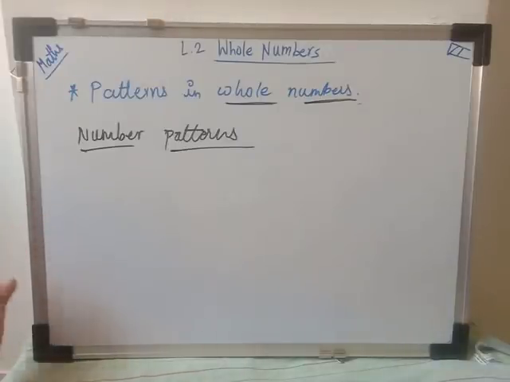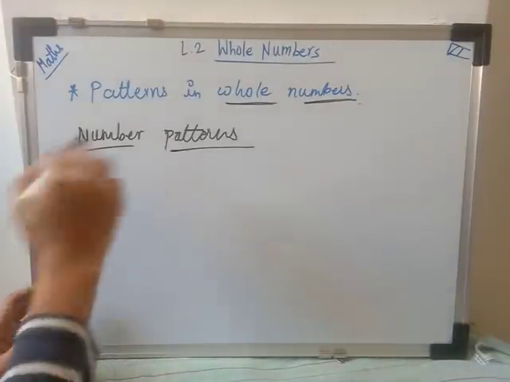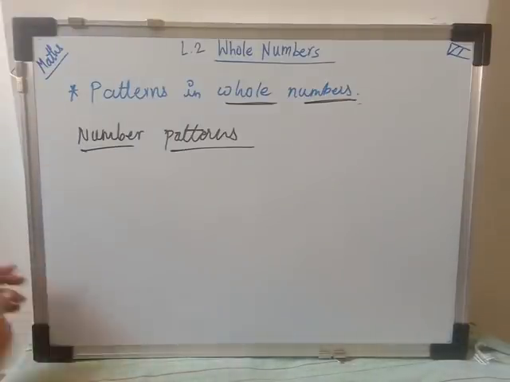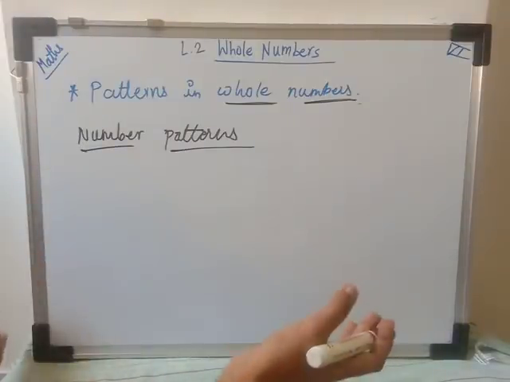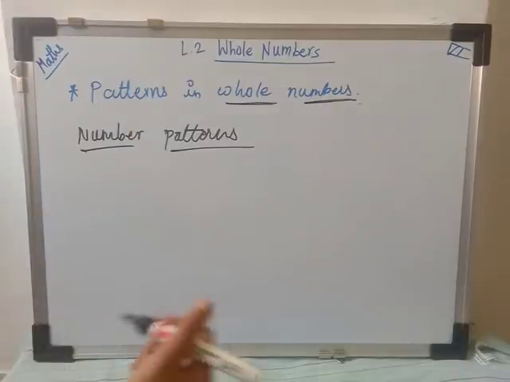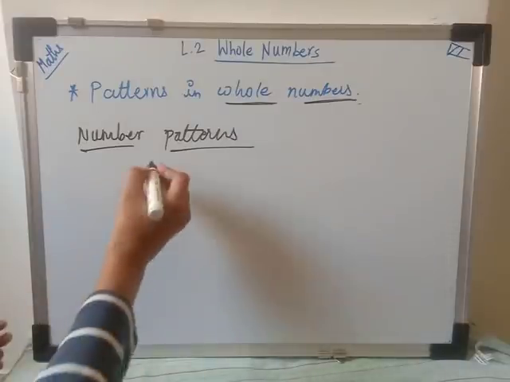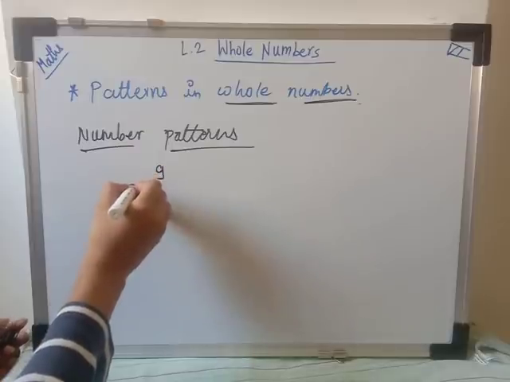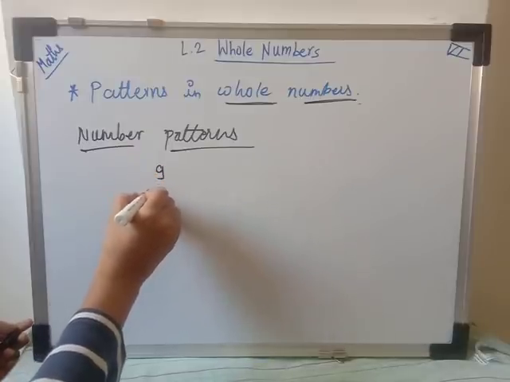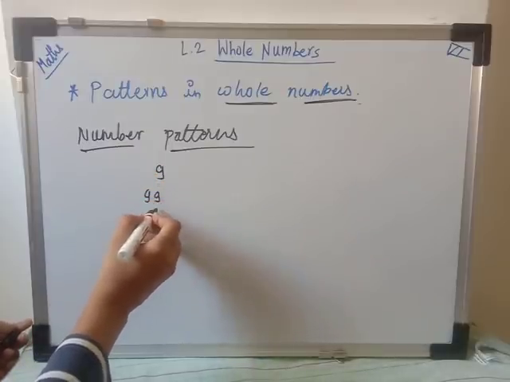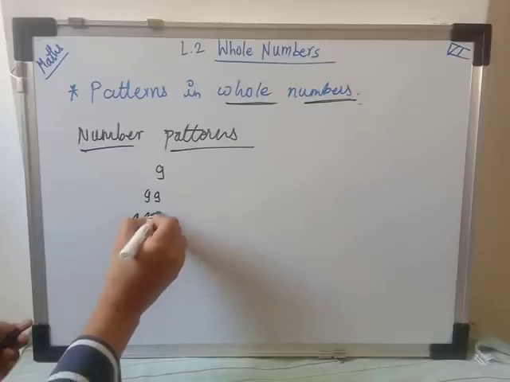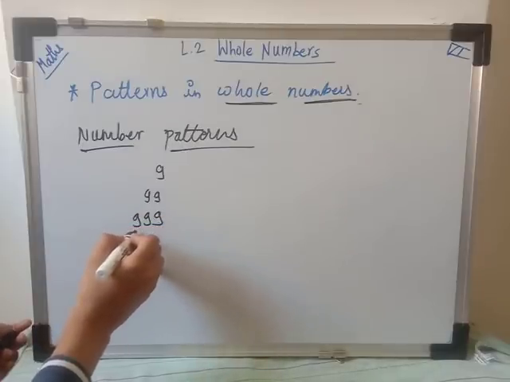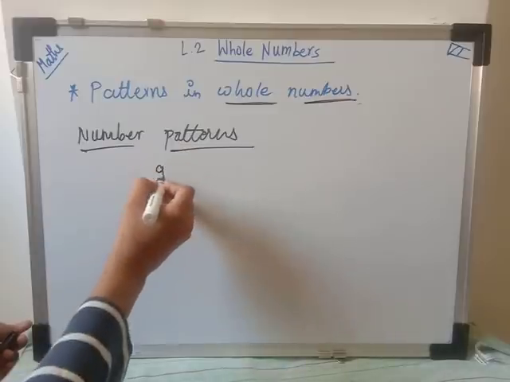In the last standard you have learned number patterns. To form a pattern with the help of numbers, you have to arrange them in such a sequence where you can make a pattern. For example, when I took the revision of the first lesson, I showed you that 9 is the largest one-digit number, 99 is the largest two-digit number, and 999 is the largest three-digit number. So this is the pattern.